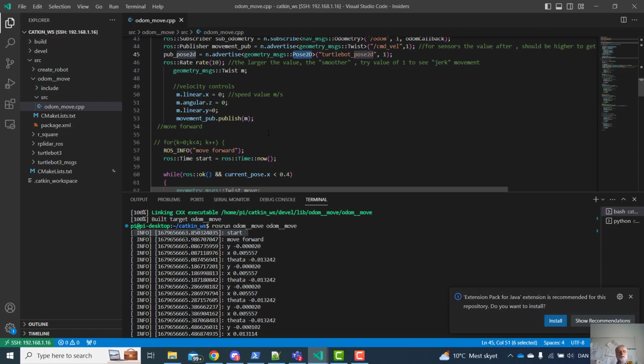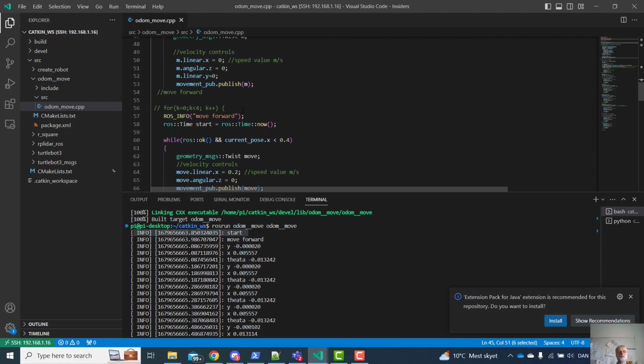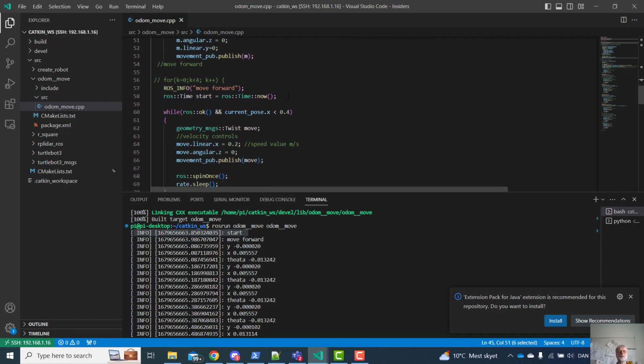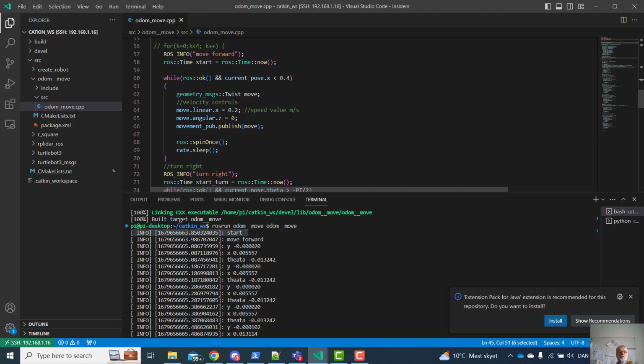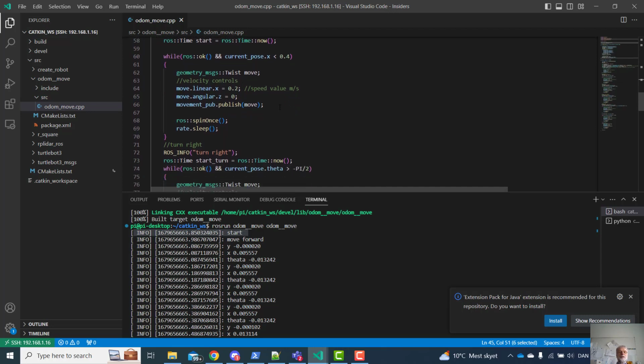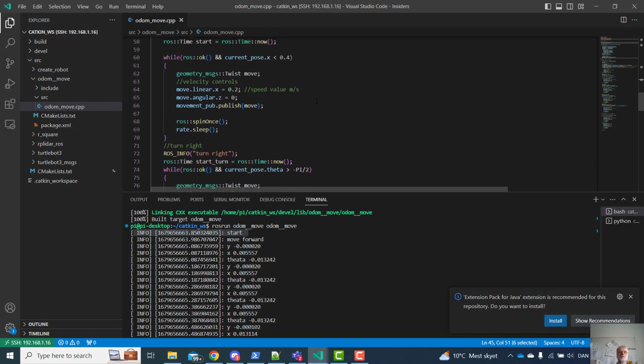That means we have it stopped. Then we say move forward, and we need to have a time here, and then we have the while as we had in the assignment, but here you can see we use the current pose x, and then we say run 0.4 meter up to that, and then we move linearly, publish, spin once, and we keep going there until we reach that distance.